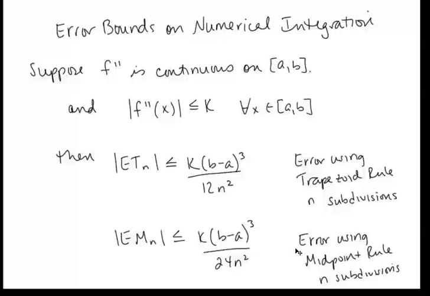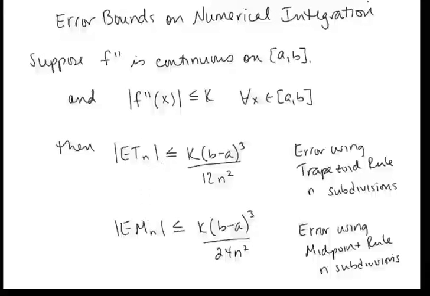Now let's talk about some error bounds on numerical integration. Often what's of interest to us is to find the number of subintervals we need to use with our approximation to get a certain degree of accuracy, or to get an error smaller than a certain amount. So we have these error bounds here that we don't need to go into the derivation of, but we'll just use these formulas. Suppose f double prime is continuous on [a, b], and f double prime is bounded in absolute value. It's less than or equal to K for all x in the interval [a, b].